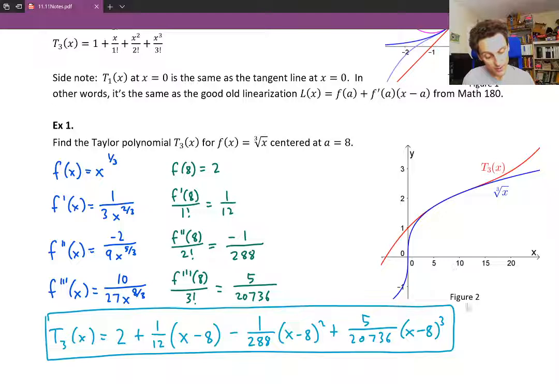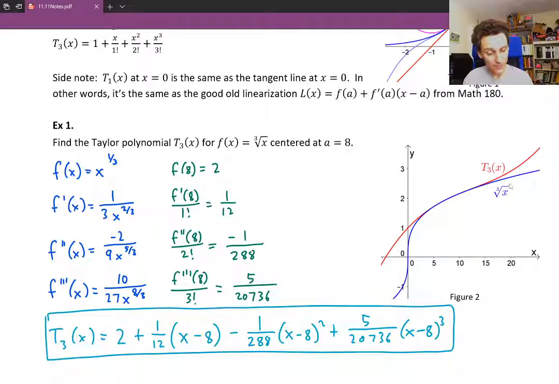So if you look at figure 2, you have the cube root of x, and here at x equals 8 is where the cube root of x and this third degree Taylor polynomial are going to touch. And that's because we're making this third degree Taylor polynomial centered at a equals 8. If we had centered it at a equals 0, well, then we would be touching right here. Although, actually, that wouldn't really even be possible because then you'd have a vertical tangent line. The derivative would be undefined at 0. So you couldn't really make it there.